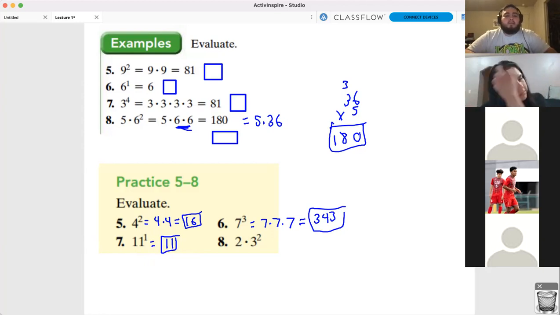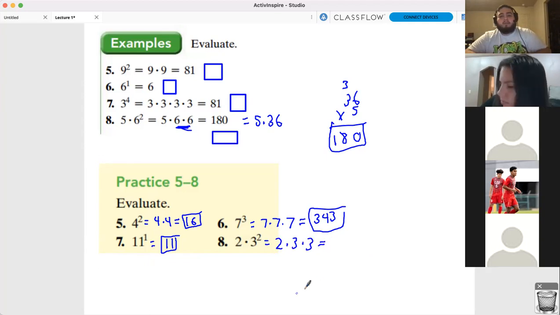Now let's see who can read number 8 for us out loud. 2 times 3 to the second power. That is correct. And then when we expand it, what would it be? 2 times 3 times 3. That's correct. Now, which one would you multiply first? 3 times 3. Then you get 2 times 9. And the final answer will be? 18. Yep. And we are done.